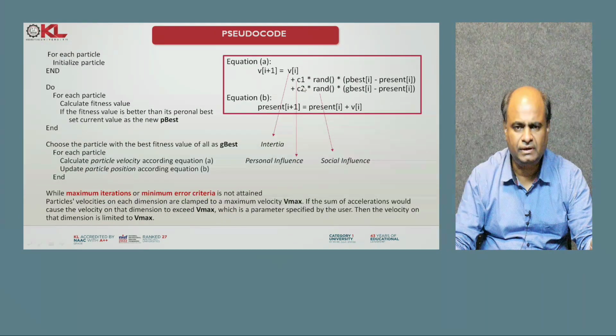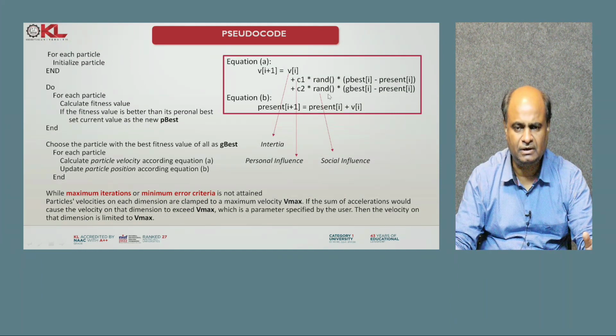So you see on the right side, equation A is only for calculating the velocity. The velocity of the (i+1)th position, that is the iteration, is equal to V of i plus C1 into a randomized or probabilistic number into P best i minus present i, plus C2 into a randomized probability number into G best i minus present i. Equation B is the position of the particle: present i+1 is equal to present i plus the velocity of i.